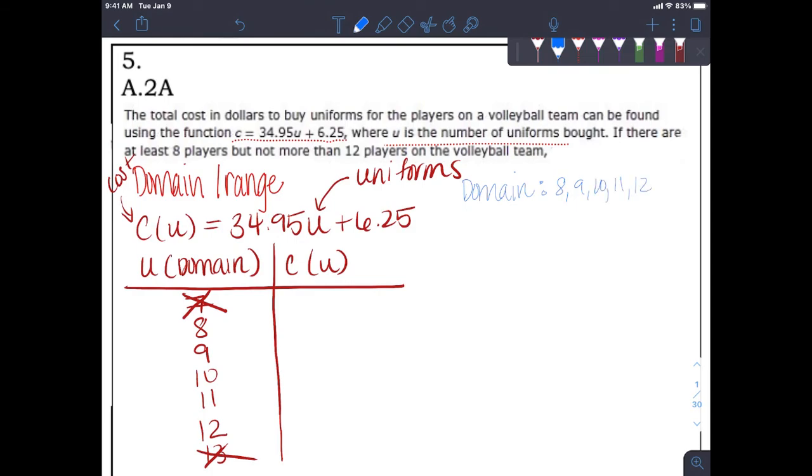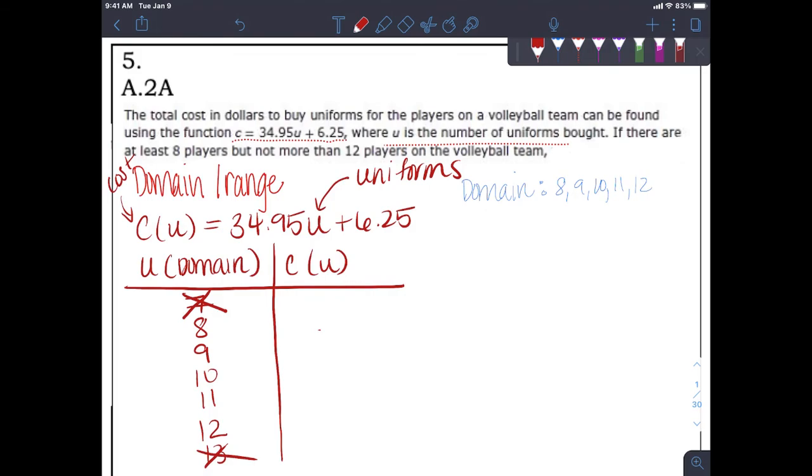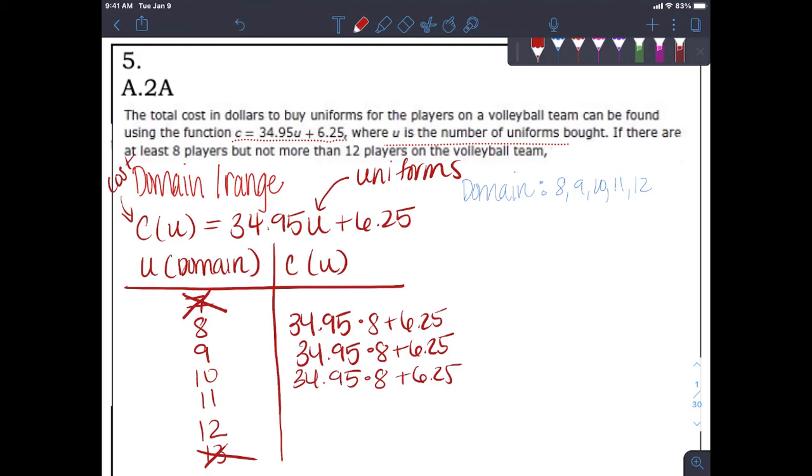All right. In order to calculate my range, I've got to plug in each one of these values. So I would change my U into whatever the value of U is. So 34.95 times 8 plus 6.25. And I would do the same thing over and over in order to find my range. All I'm doing is just plugging in my U values, my domain, in order to get the associated range.